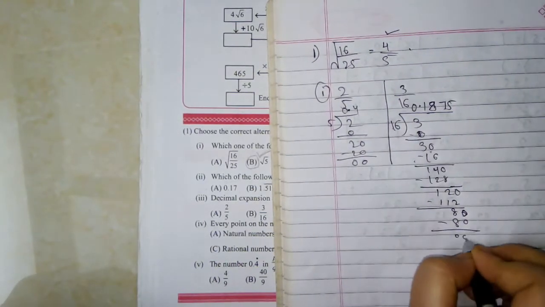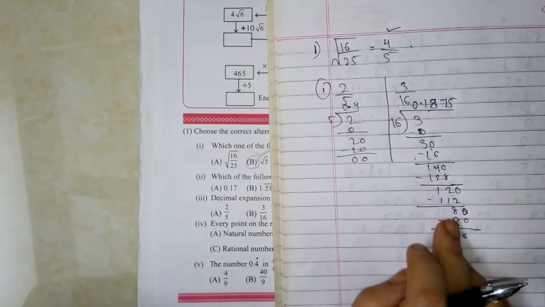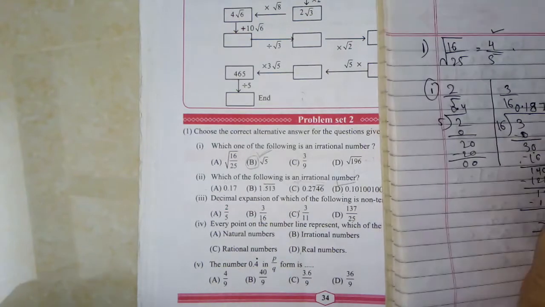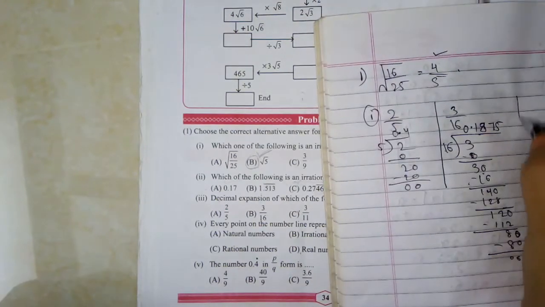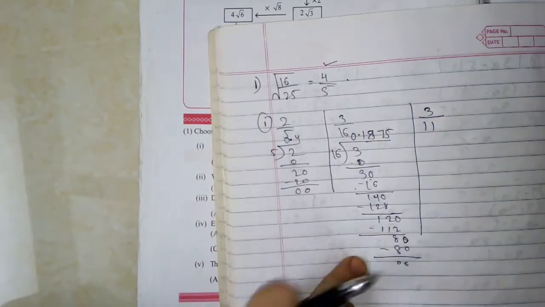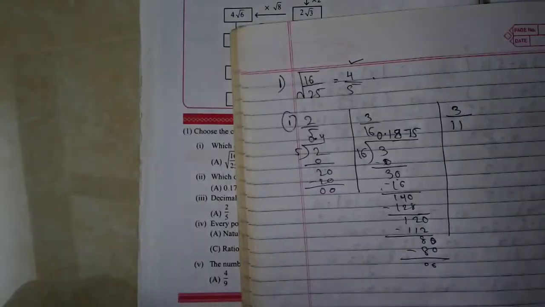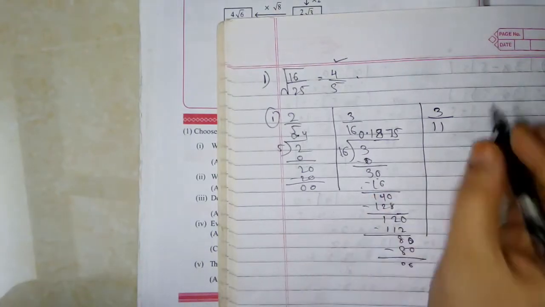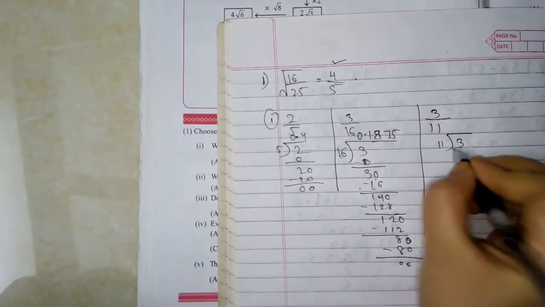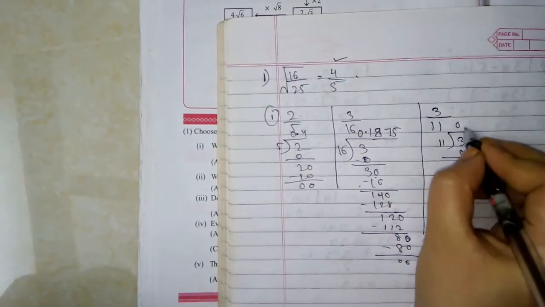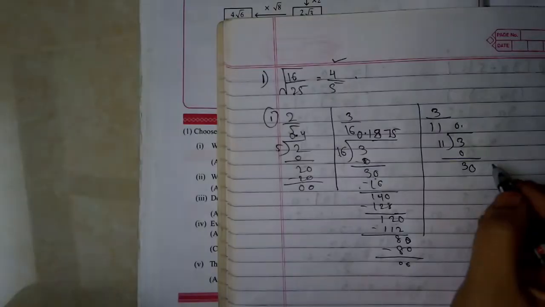So this is also a terminating decimal expansion. Okay, so this will not be our option. Now the next option is 3 upon 11. Let's check whether it is non-terminating and recurring. This is non-recurring because none of the digits is repeating. Okay, so 11 into 30, again we will write here 0.3, put decimal, then 0.